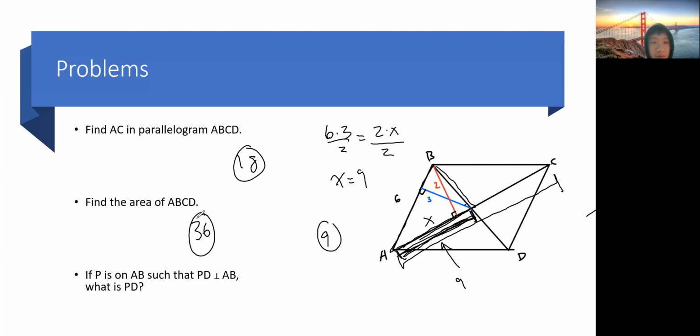Okay? So finally, if P is on AB such that PD is perpendicular to AB, what is PD? So we have to have a point P here so that PD is perpendicular to AB, okay? Well, if you look at this, this is just the height of the parallelogram. We know that the area is 36, and we know the base to this height is going to be 6. So 36 is 6 times the height, which is going to make the height equal to 6, and that's the answer. PD is 6. Any questions about these?